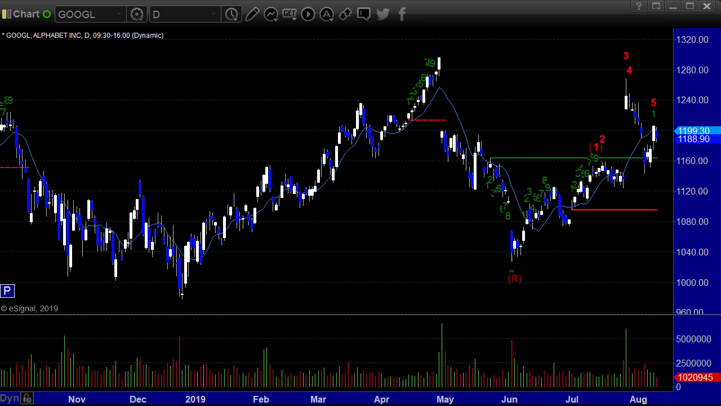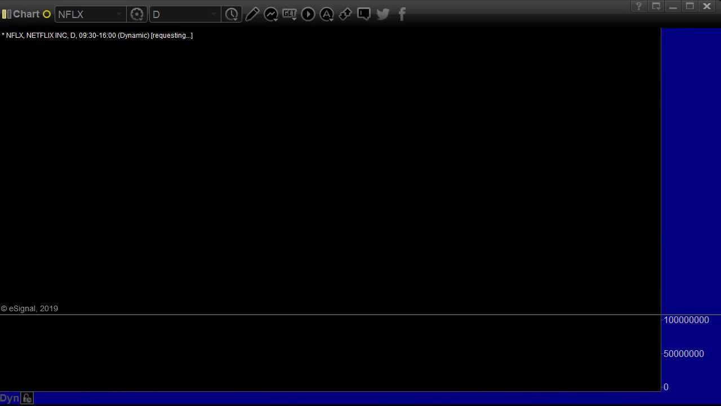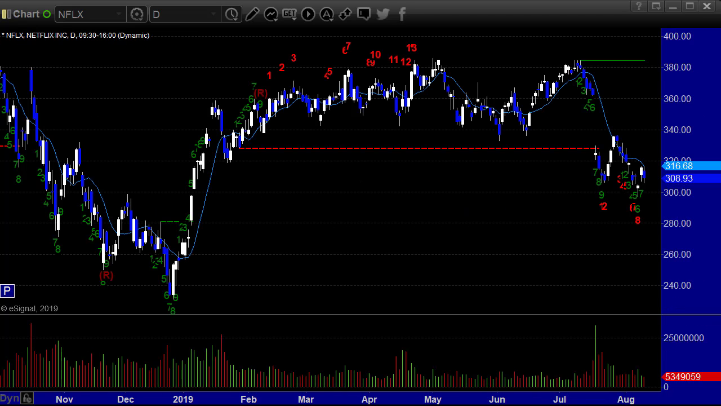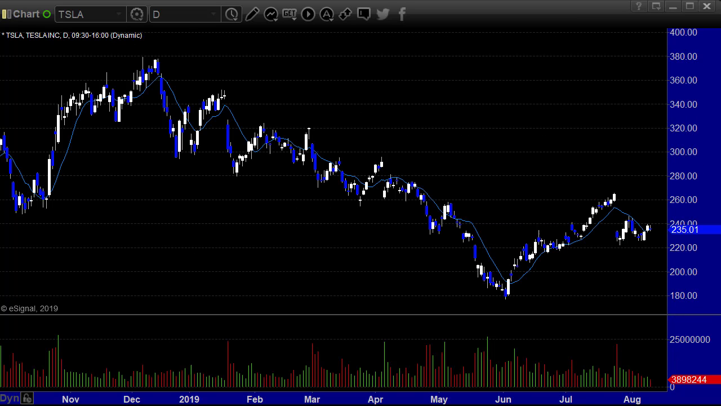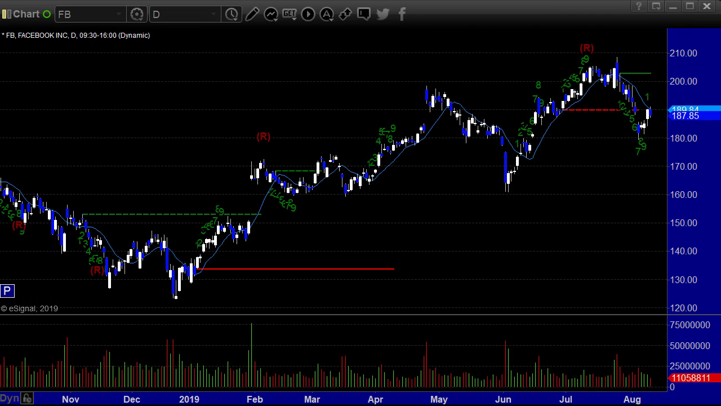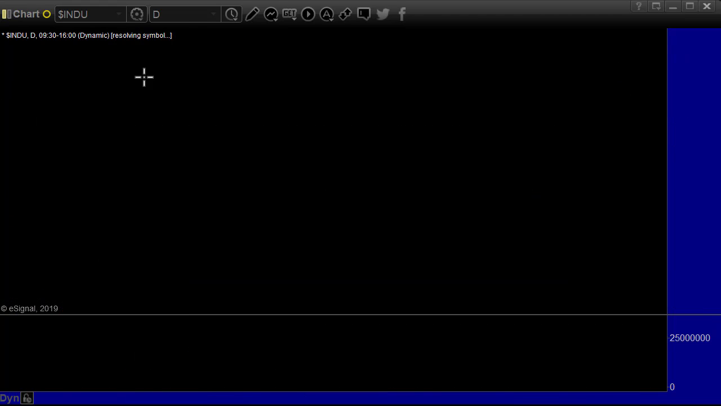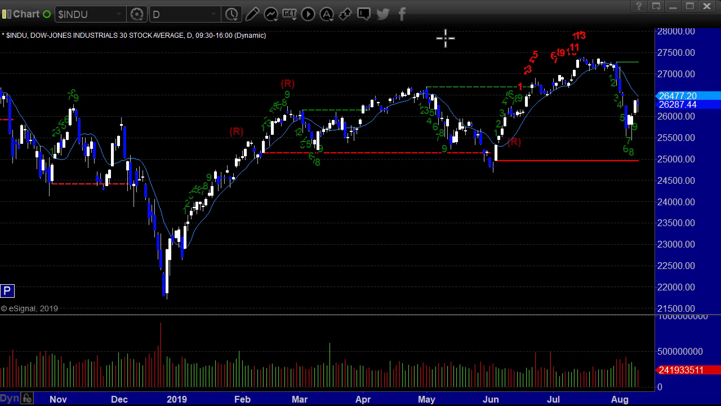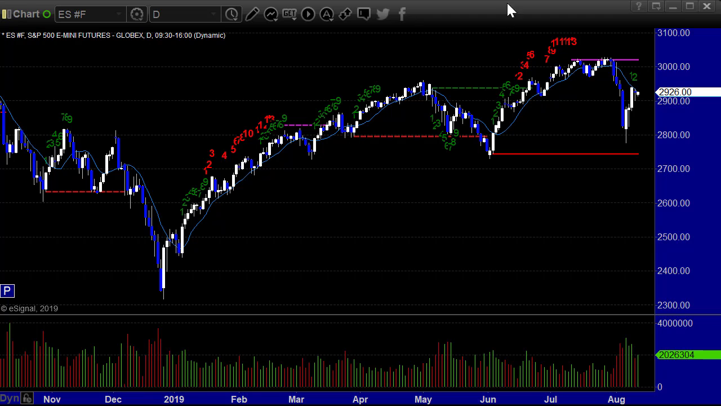Looking at individual names, we've got Google down 17.29, as you can see here. Apple down 1.67. Netflix down 6.97. Amazon down 25.31, way off the highs. Tesla down 3.29, nowhere near highs. Facebook down 2.31. Goldman Sachs loses 10 cents. TLT, the 20-year bond ETF, down 28 cents, and the Dow down 90.75. All right, so it wasn't much of a week from that perspective.